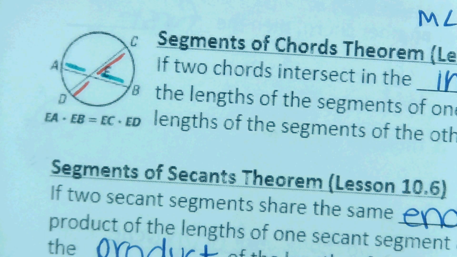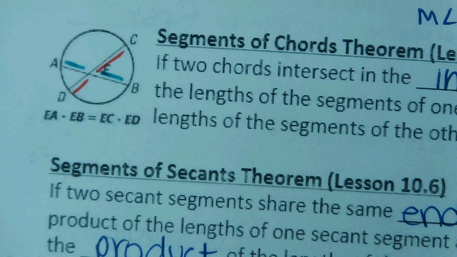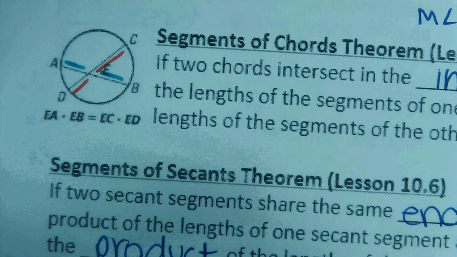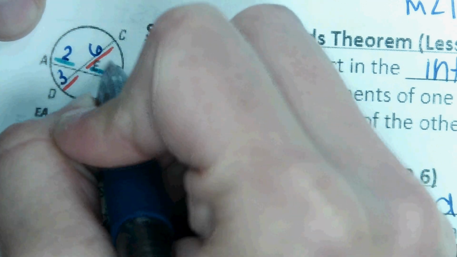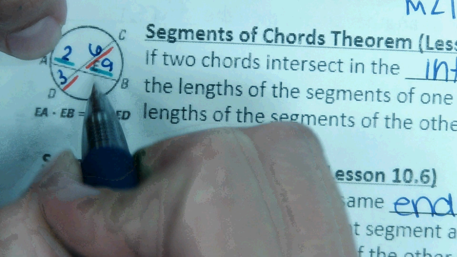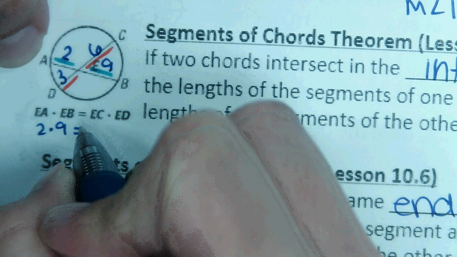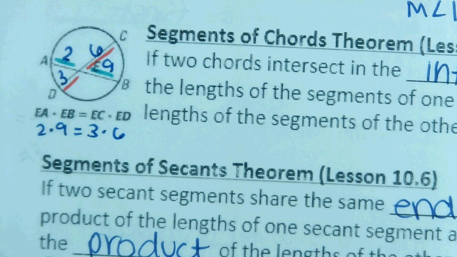So if I was to put in hypothetical numbers, let's say this would be 3 units and 6, and maybe 2 and 9. You can do 2 times 9 equals 3 times 6.